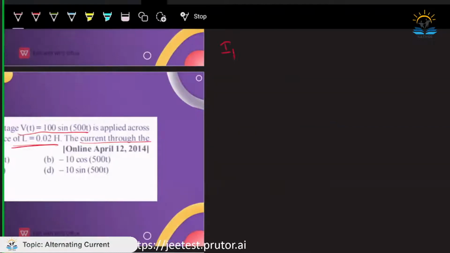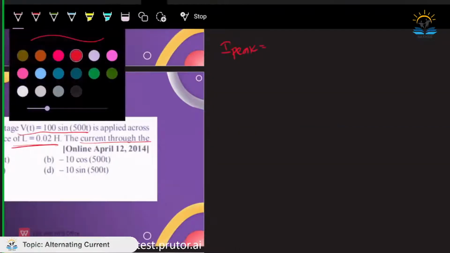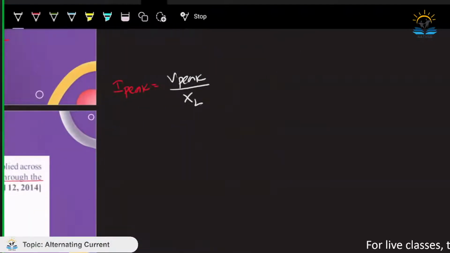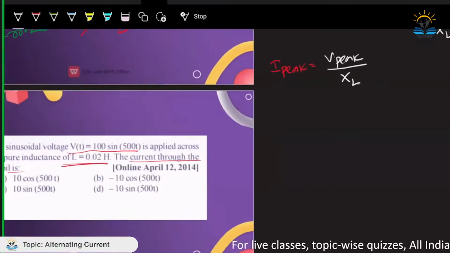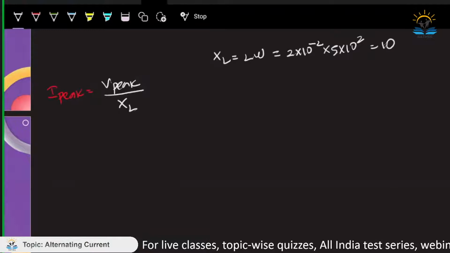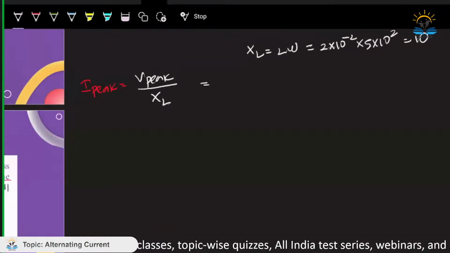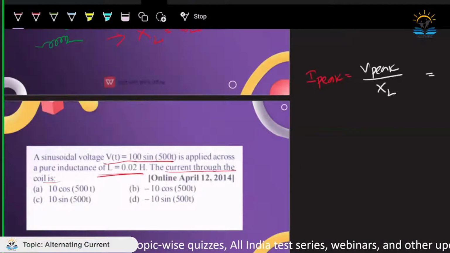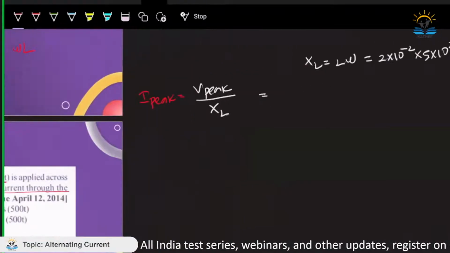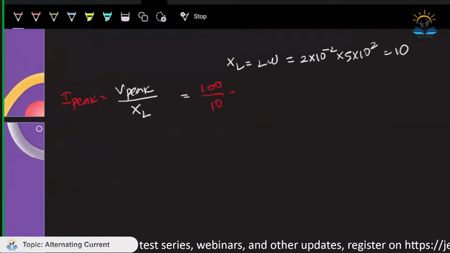We know that the peak value of current is voltage peak divided by the inductor reactance XL. So for that you have to find out XL. XL is L omega. Here L is 2 into 10 raised to minus 2, and omega is 500, that is 5 into 10 raised to 2, so XL is 10. Voltage peak is 100, so I peak will be 100 by 10, this will be 10.